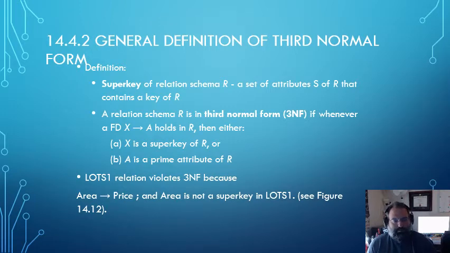14.4.2 General definitions of third normal form. Definition: a superkey of a relation schema R is a set of attributes S of R that contains a key of R. A relational schema R is in third normal form if, whenever a functional dependency X implies A holds in R, either X is a superkey of R or A is a prime attribute of R. The lots 1 relation violates third normal form because area implies price and area is not a superkey in lots.